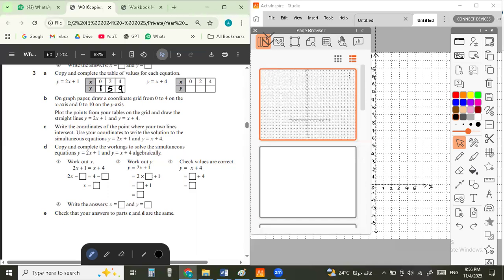The other equation, y equals x plus 4: when x is 0, 0 plus 4 is 4. When x is 2, 2 plus 4 is 6. When x is 4, 4 plus 4 is 8. Now they want you to solve these equations graphically, on graph paper. Draw a coordinate grid from 0 to 4 on the x-axis and 0 to 10 on the y-axis.